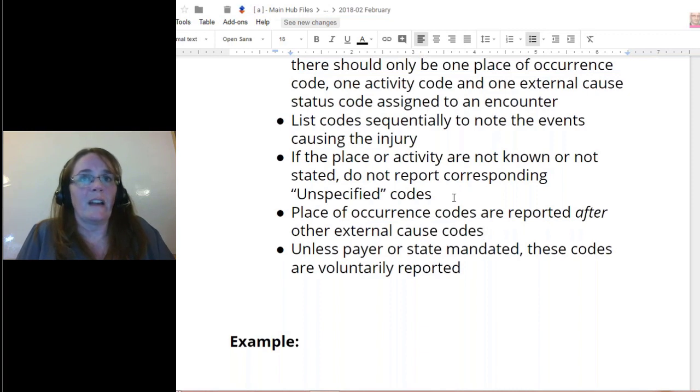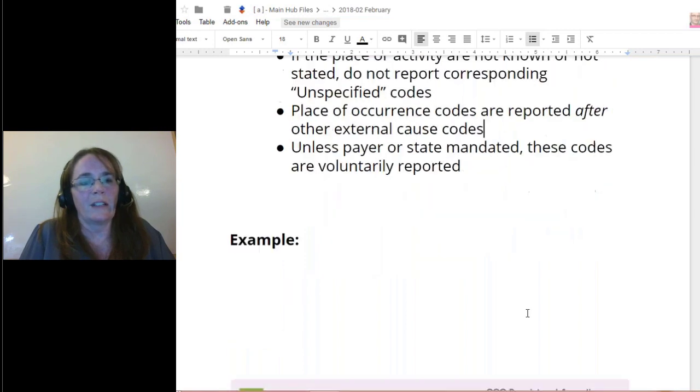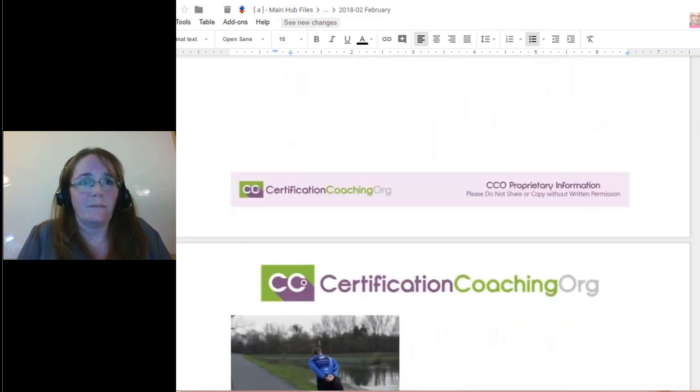As a coder, you may not always see these codes used. Not every insurance carrier accepts them as a valid diagnosis on your submitted claim. Some payers and states have mandates about reporting these. Currently, about 15 states require the use of these codes. If your state is not one of those, then you can voluntarily report these codes. I'll get into a little bit later why you might want to report them.